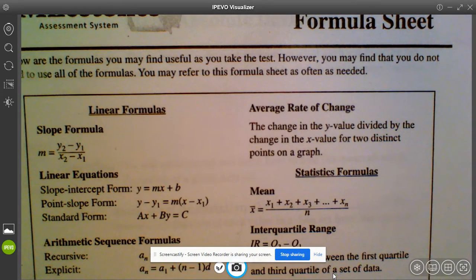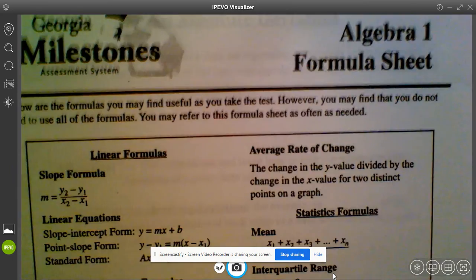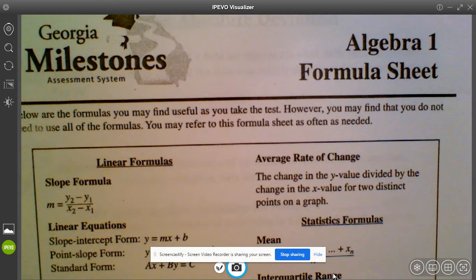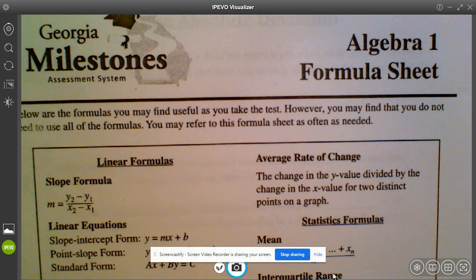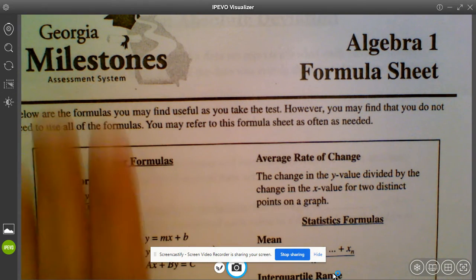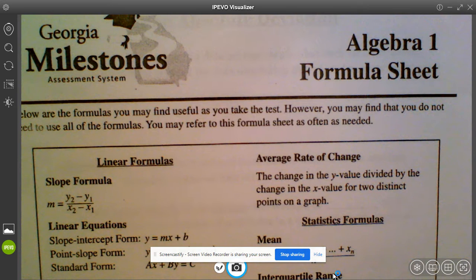So before we move any further, I want to look at the Algebra 1 formula sheet that you're going to see on the Georgia Milestones EOC. If you look over here, we have your algebra formulas. Now on this side, we start to talk about your statistics formulas. So let's go through these just to make sure that you understand everything that goes on with them.